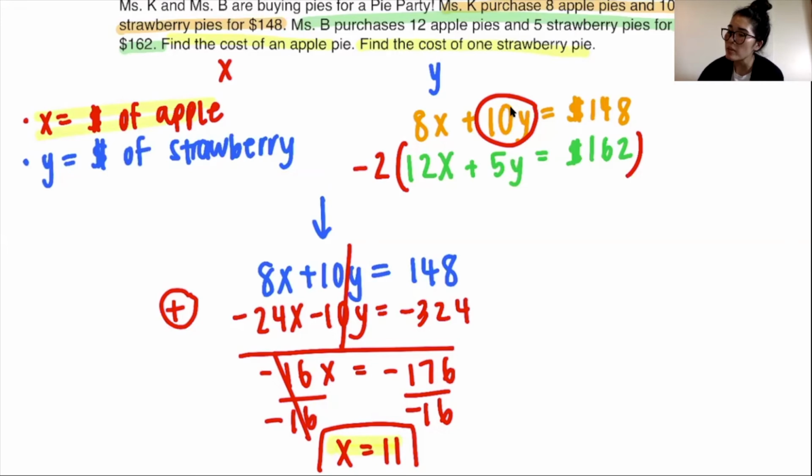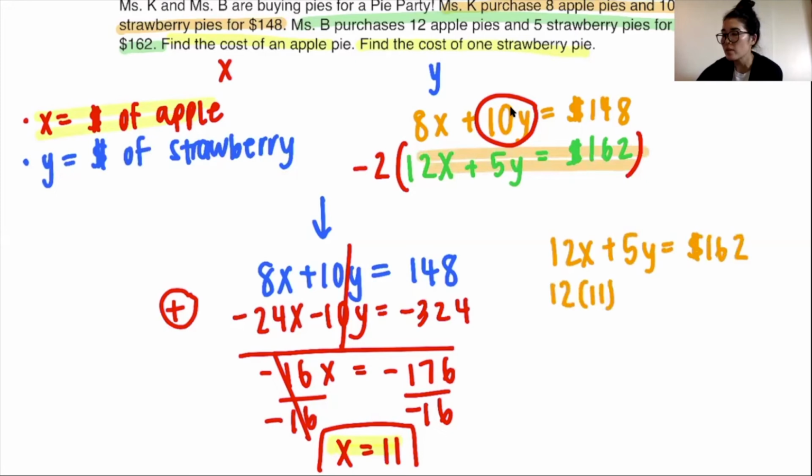We do want to make sure that we are solving for both terms, the x and the y. So you're going to go ahead and plug that back in. For this problem, I'm going to go ahead and this time use this second equation right here. So that's 12x plus 5y is equal to $162. You would go ahead and solve. So 12 times 11 plus 5y is equal to 162.